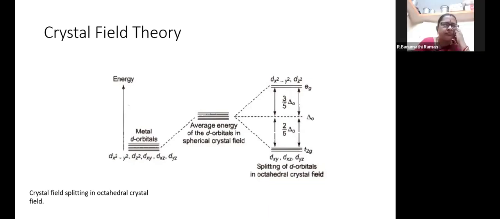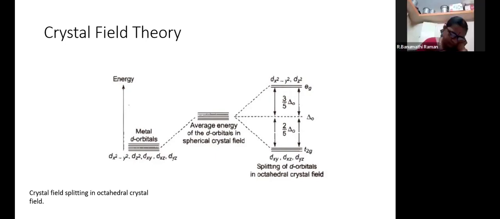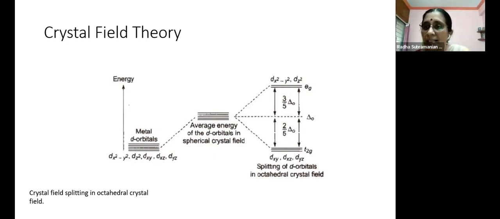In fact, there are some questions in the textbook which are based on color. It's explained only by CFT. The question will not say use CFT to explain, but we have to encourage children to use only CFT to explain color based on the d-d transitions. So what is d-d transition?